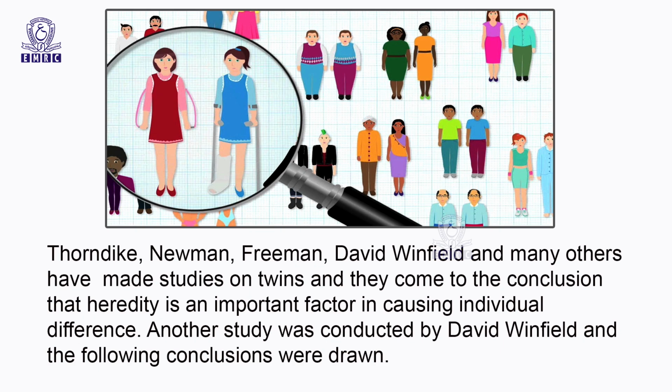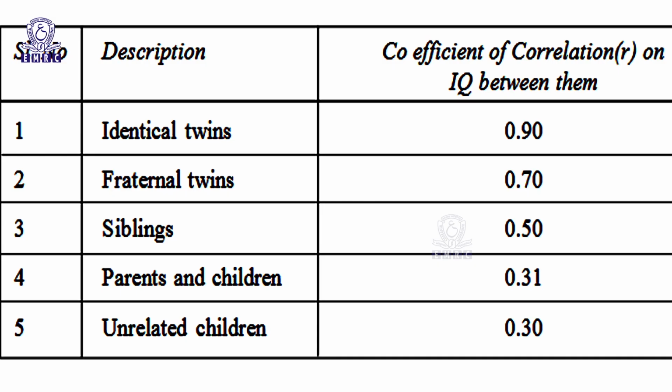Thorndike, Newman, Freeman, Woodworth, and many others have made studies on twins, and they came to the conclusion that heredity is an important factor in causing individual differences. Another study was conducted, and the following conclusions were made. The table shows the coefficient of correlation on intelligence quotient of the twins as follows: identical twins 0.90, fraternal twins 0.70, siblings 0.50, parents and children 0.31, unrelated children 0.30.